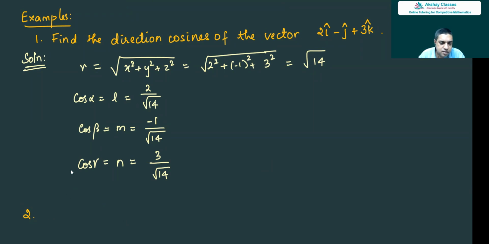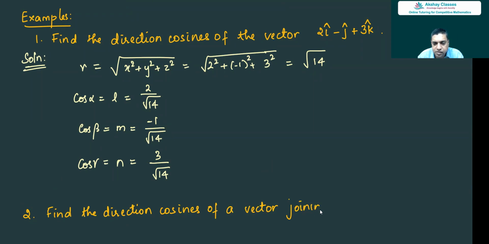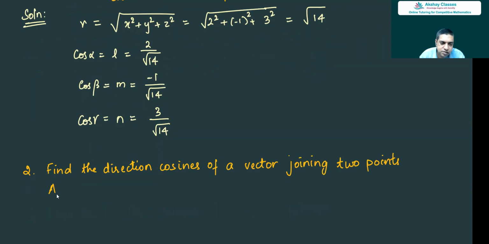One more. Find the direction cosines of a vector joining two points A (1, 1, 1) and B (3, minus 5, 4).